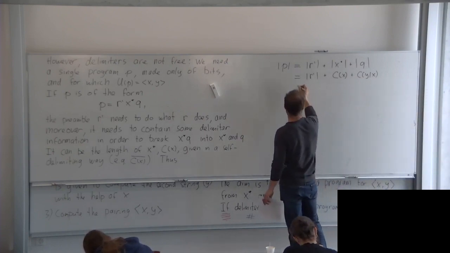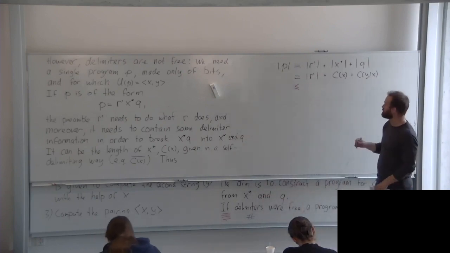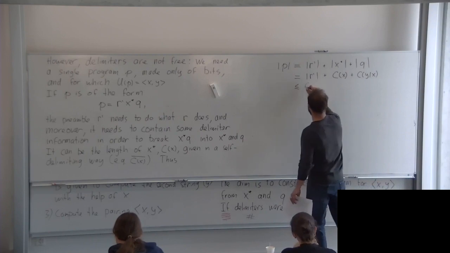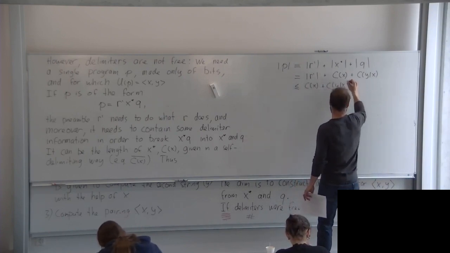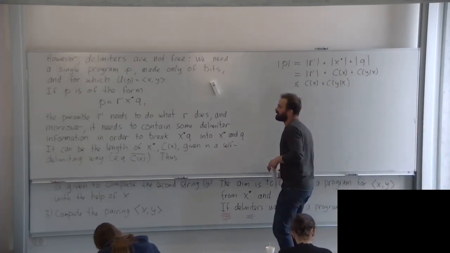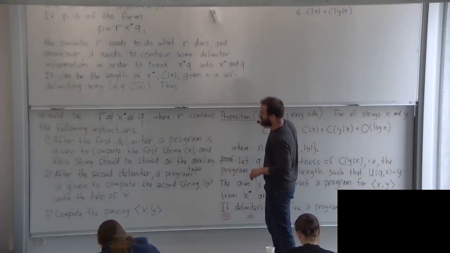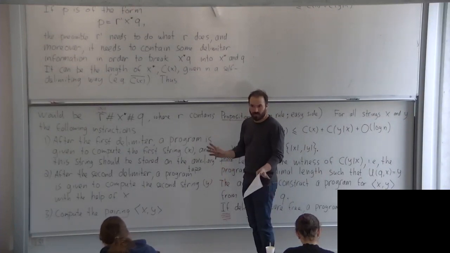And yeah, now I'm going to be using those with some error terms. And c of x plus c of y given x. Now what's the length of r prime? Well, as we've seen, r prime contains basically the instructions that were already in R, which is all constant size, doesn't depend on x and y.